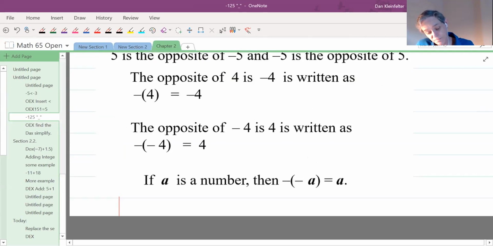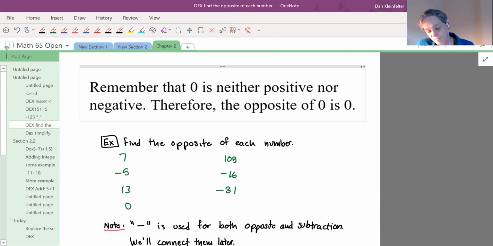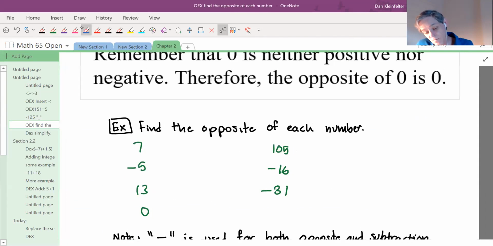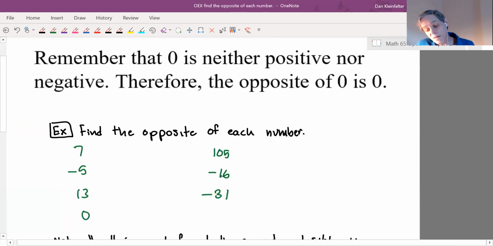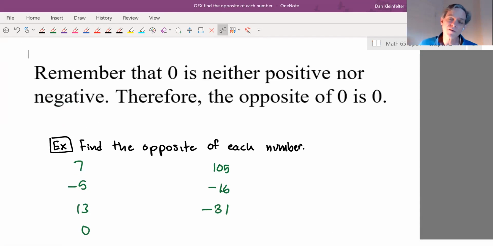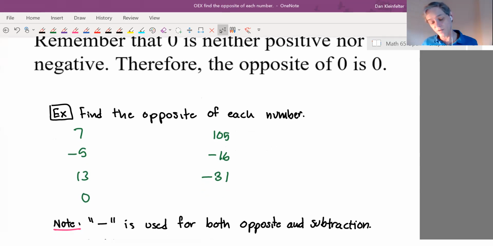We're almost done with the section anyhow. So remember that 0 is neither positive nor negative, and so that means that the opposite of 0 is going to be 0. There is no different opposite for 0.